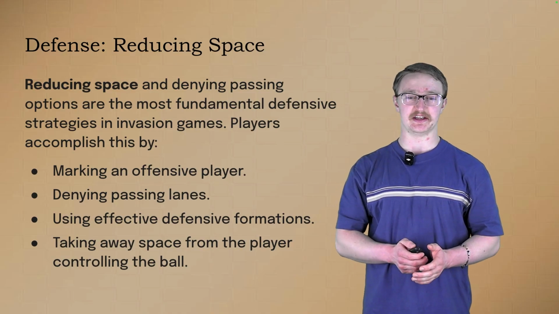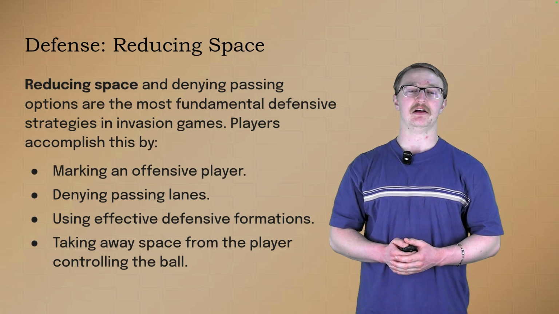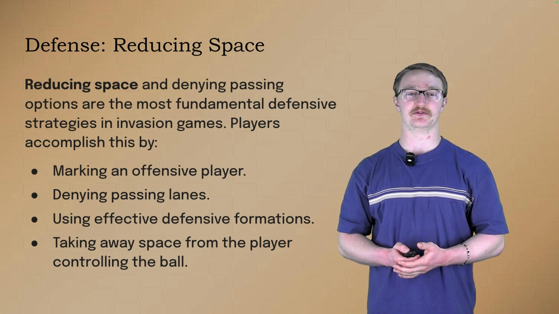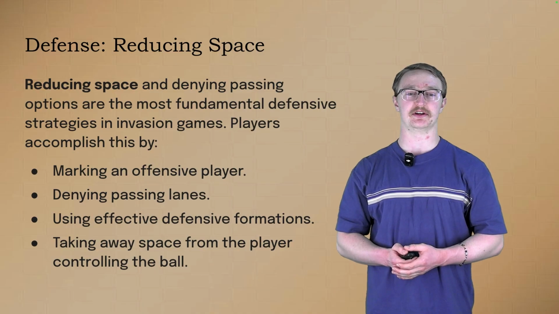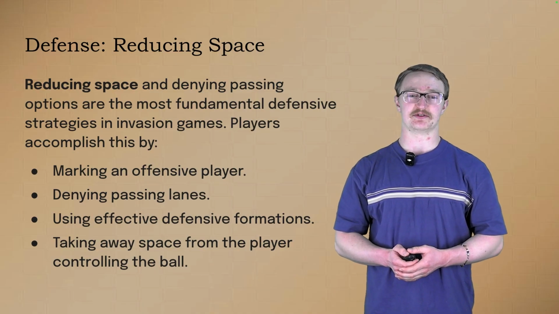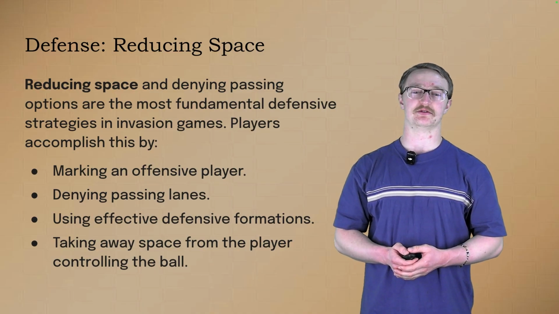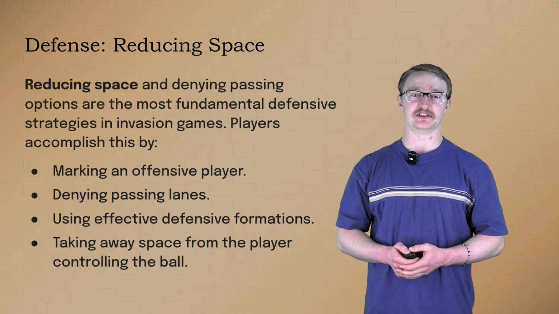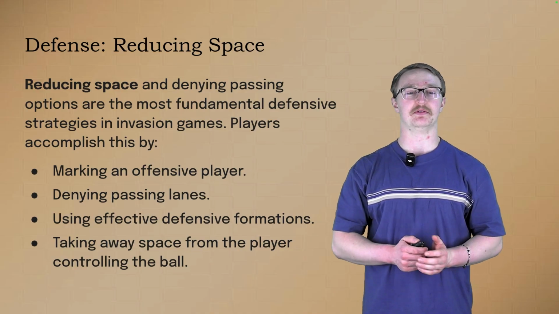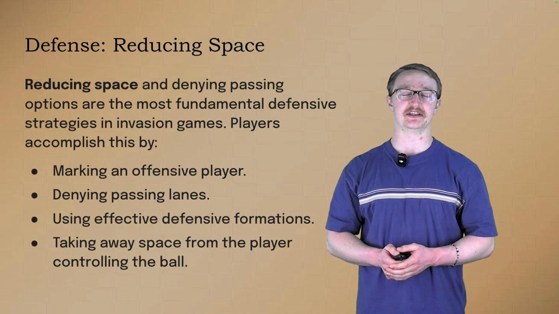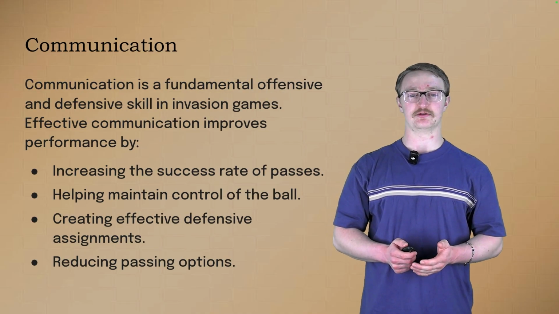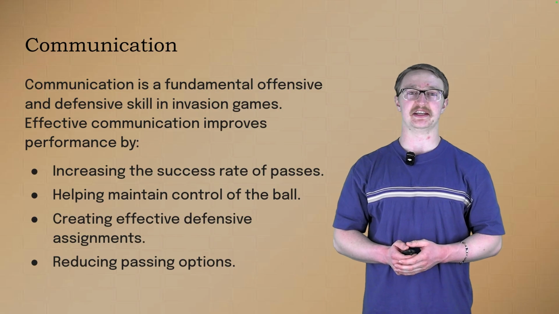Players can reduce space and deny passing options by marking an offensive player, denying passing lanes, using effective defensive formations, and taking away space from the player controlling the ball. The most basic defensive strategy is getting close to the opponent who is controlling the ball, so the player can steal the ball if the opponent makes a mistake. Students should be instructed to take away space, stay in front of their opponent, and coordinate with their teammates to defend against offensive threats.